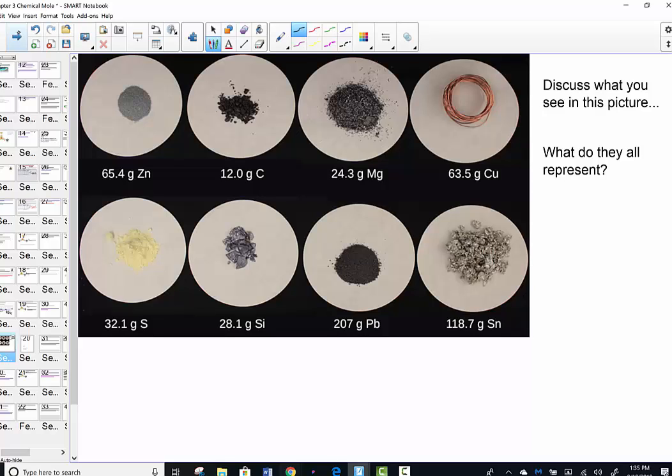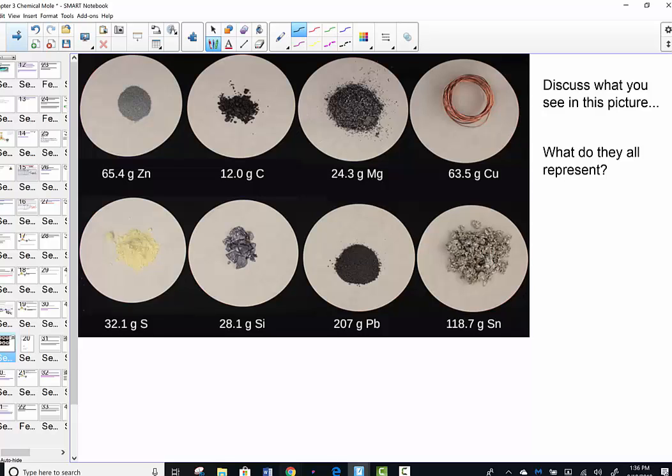65.38 grams of zinc on that piece of filter paper. That's the amount of 65 grams of zinc. That's 1 mole of zinc. That is exactly 6.02 times 10 to the 23rd atoms of zinc. I didn't count it. I weighed it. But I know how many atoms there are because I can relate that to the mole. There's your 12 grams of carbon, 24.3 grams of magnesium, 63.5 grams of copper. That's copper wire. You see tin, lead, silicon, and sulfur.